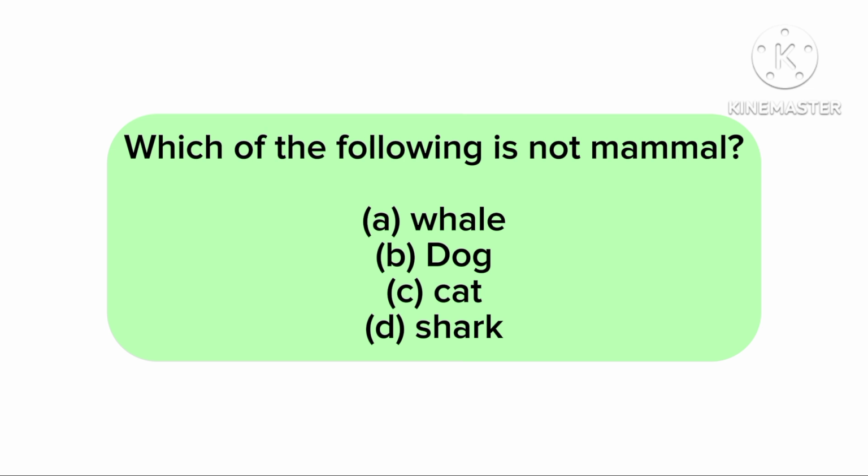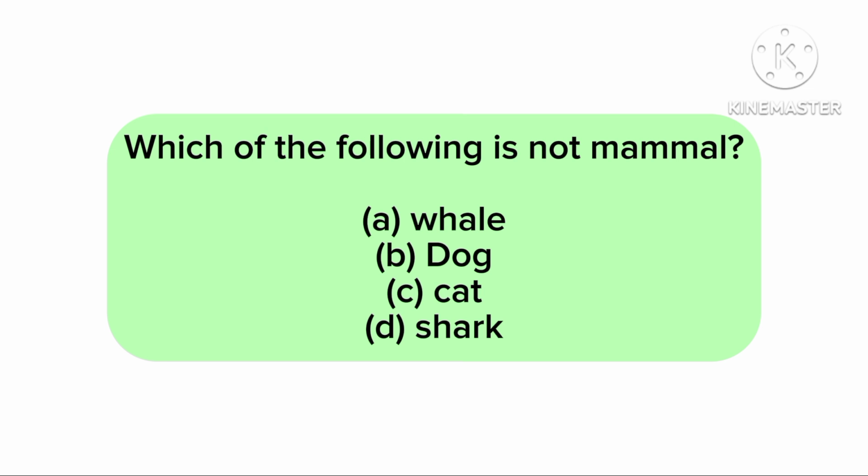Mammals are animals that give birth to their young ones and also breastfeed them. They are animals whose females give birth to their young ones and breastfeed them. They include rats, cats, dogs, monkeys, dolphins, whales, and even human beings. They're basically animals that give birth and do not lay eggs. So, option D, shark, is the correct answer. A shark is a fish, not a mammal.